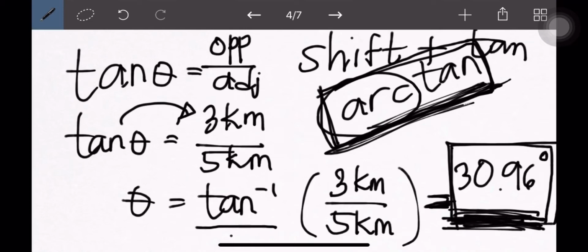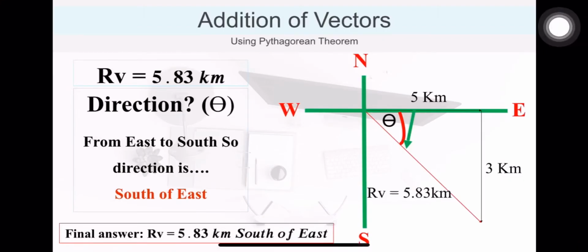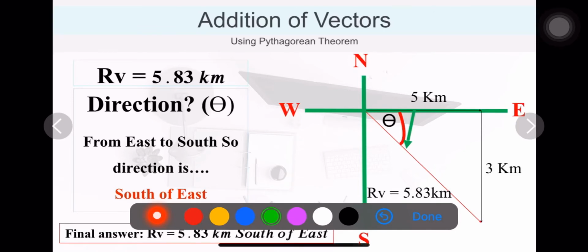But how do you put arc tan in your calculator? Click shift and then tan. That's how you get arc tan. However, we're not yet done because we are to look for the direction. So how are we going to look for the direction?